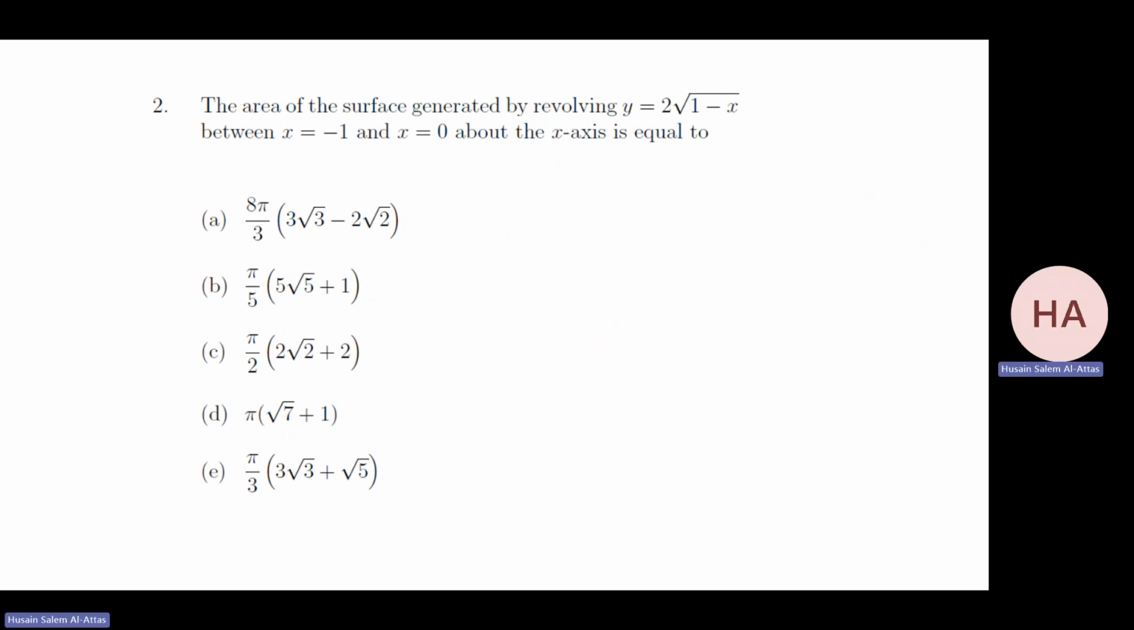There's a revolving of this function between this and this about the x-axis. I have the things in terms of y. No problem. Yeah, no problem. The r of x will be y. Okay, so what will I do? Yeah, I need to have this as f of x. What will be f prime of x for 1 minus x? 1 plus f prime of x squared. That is 1 plus 16.